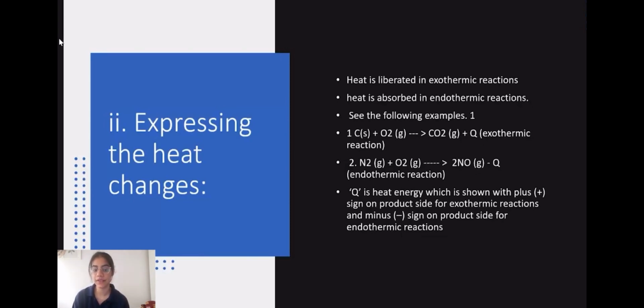So if we were to represent heat changes in a given chemical reaction, we first explain the physical states of those elements, we balance the equation, and then we write either plus Q or minus Q on the product side, explaining whether the reaction that was given to us was exothermic or endothermic.